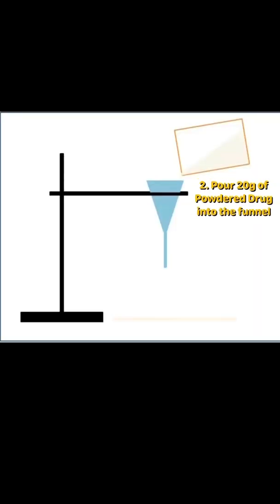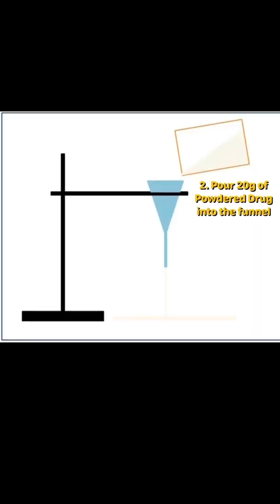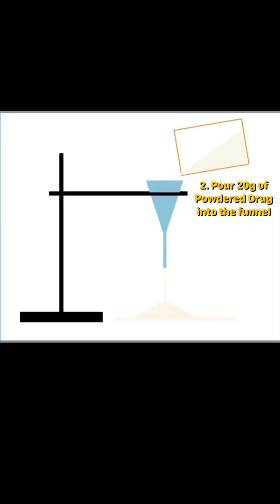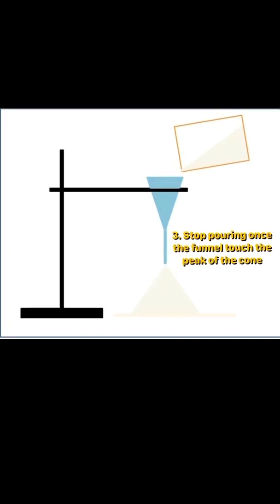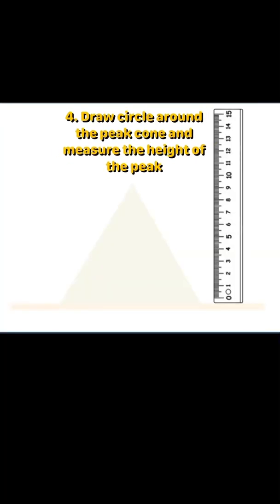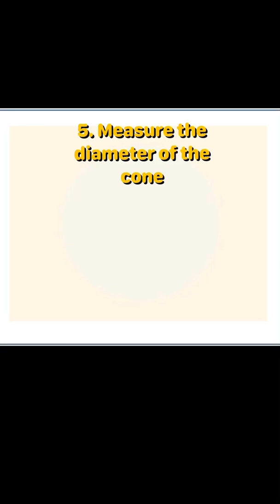Next, pour 20 grams of powdered drug into the funnel and let it flow freely. Stop pouring once the funnel touches the peak of the cone. Next, draw a circle around the cone and measure the height of the peak. And lastly, measure the diameter of the cone.